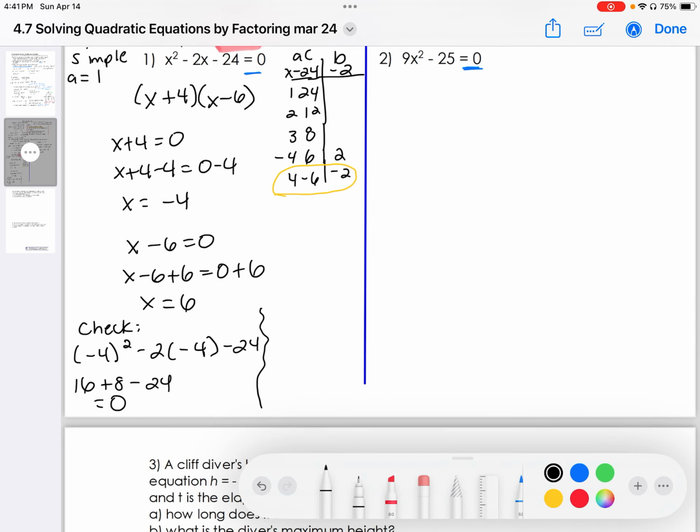Sorry, I'm almost out of room. +6. So 6 squared is 36, minus 12 minus 24, 36 minus 36, which is 0. I just did that math weird. It actually doesn't matter. You could have done 36 minus 12, which is 24. 24 minus 24 is 0.